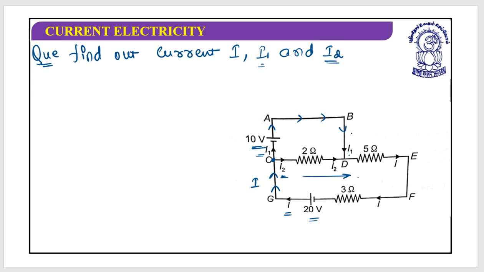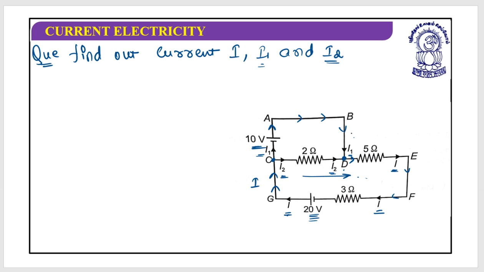I2 is moving in this path. I1 we have already seen. At this point D, two currents, I1 and I2, are getting merged, and from here it's I that is coming. So from the 20 volt, I was leaving and we have an I, and from the 10 volt, I1 was leaving and we have an I1. That means we have distributed our current appropriately and there is nothing wrong in it.